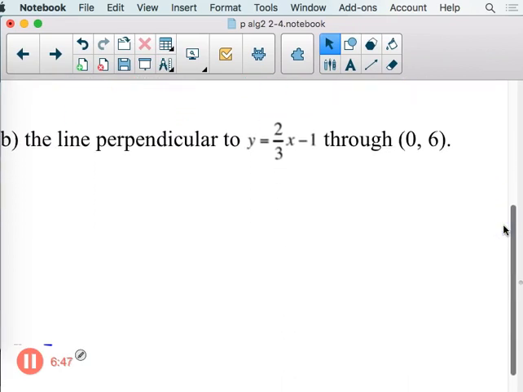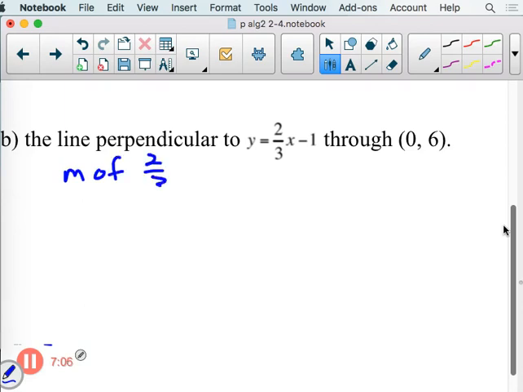Ooh, the line perpendicular. All right. Well, the line perpendicular to y equals 2/3 x minus 1 through the point 0, 6. I have a point. I need a slope. So far, this line has a slope of 2/3. Are we supposed to use 2/3 for perpendicular? So we need the slope of the perpendicular. What would that be? Negative 3/2.